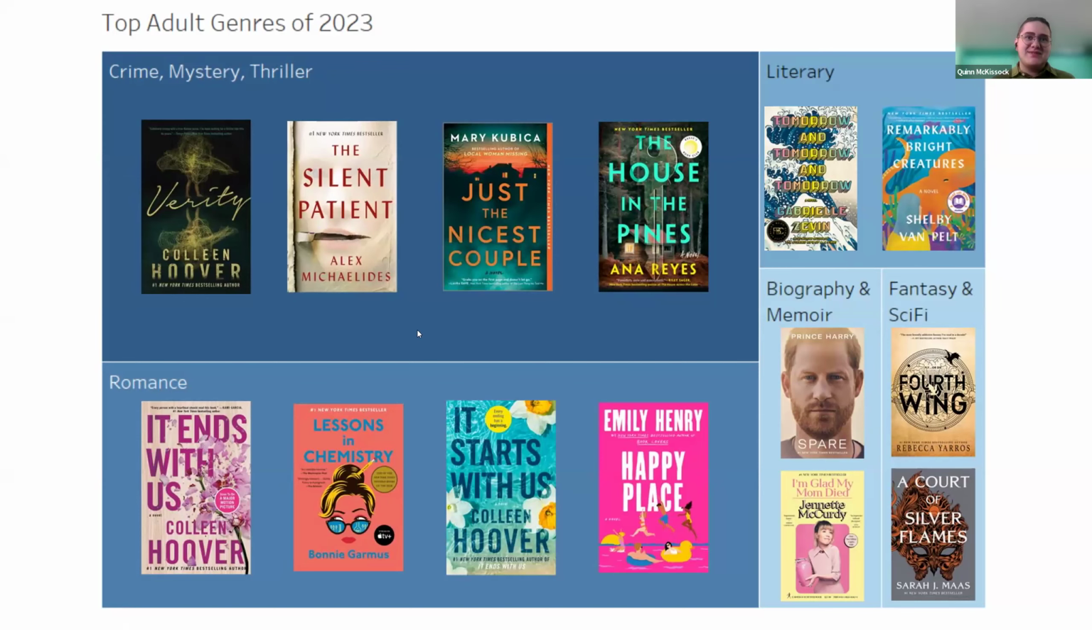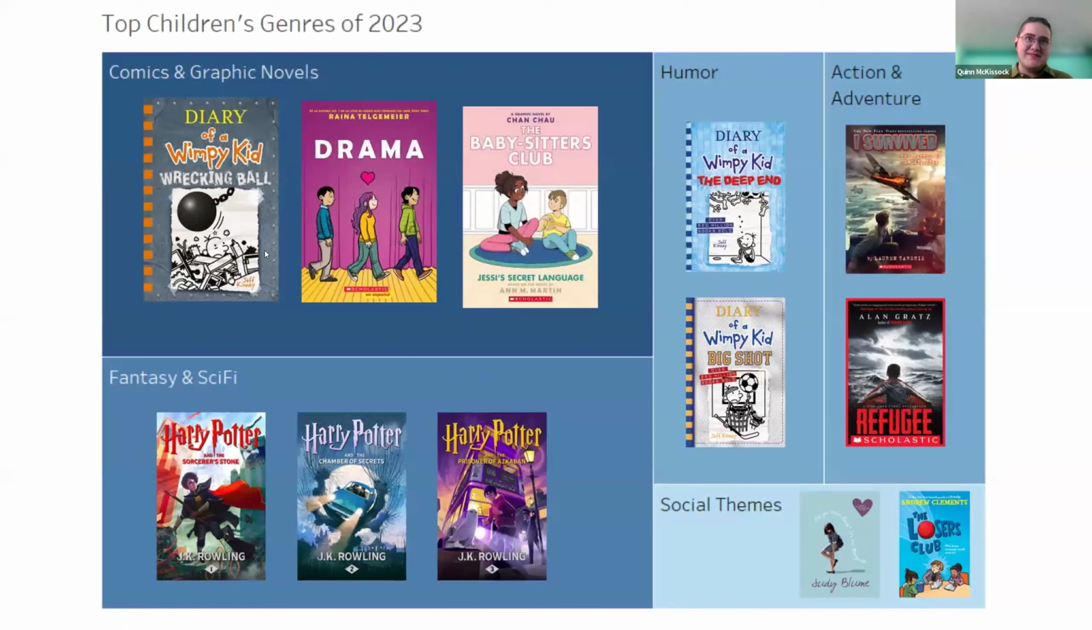But I think it's interesting to compare this adult versus the children's. We're seeing a really large popularity, specifically in comics and graphic novels. And we can also see there's some crossover here with genre. Our humor is also Diary of a Wimpy Kid. Again, not shockingly very popular, and unshockingly, oh, Harry Potter.